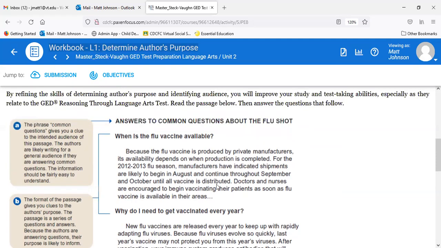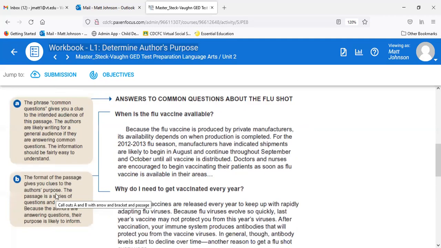And it says here, pointing to the title, the phrase common questions gives you a clue to the intended audience of this passage. The authors are likely writing for a general audience. If they are answering common questions, the information should be fairly easy to understand. So there's your tip off, right? Common questions. So if it said specific questions, it may be for a bit of a different audience. They might be writing for medical professionals, or like a smaller group within that general audience.